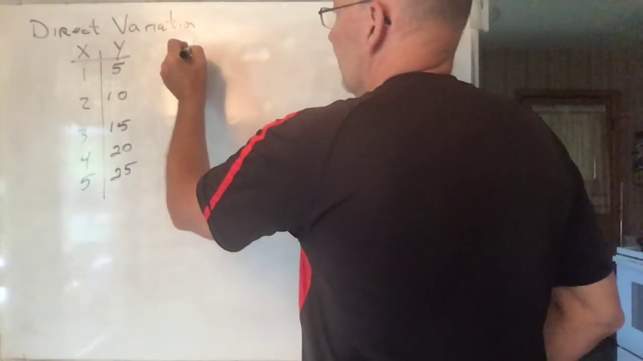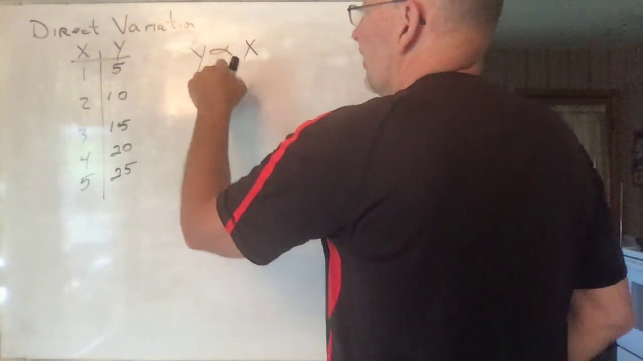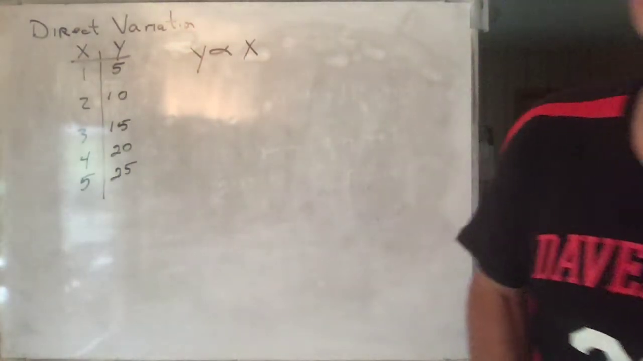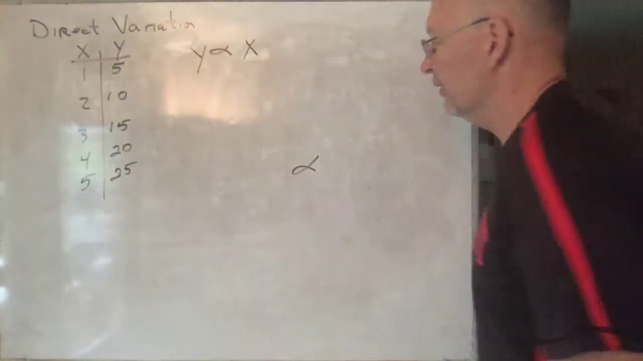One way of writing it is to say that y is proportional to x. That's a little proportionality symbol there. It looks like alpha. Kind of looks like that.